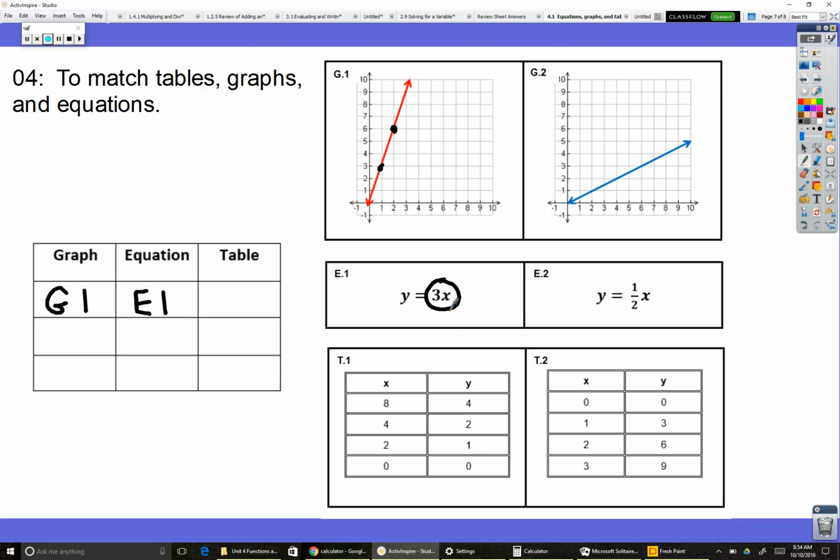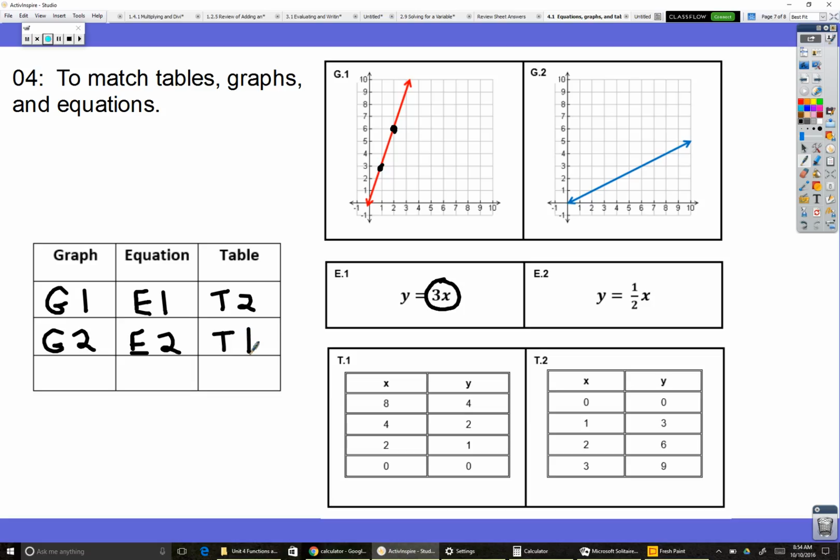Another way you can do it is just substitute values in for x. So you could think, okay, if x were 0, 3 times 0 is 0, so y would be 0. So it works for that one. If x were 2, y would have to be 6, and that point does appear on that graph. So that would be correct. Okay, which table goes with that graph? Gretchen? The second table, good, because the second table fits the equation and it fits the graph, so table 2. And then you would fill in this with graph 2 goes with equation 2, and they go with table 1.